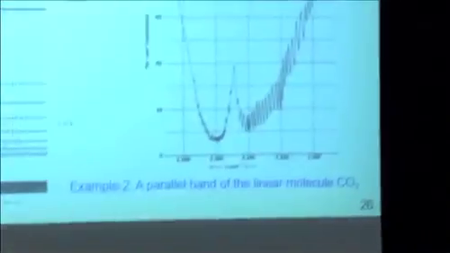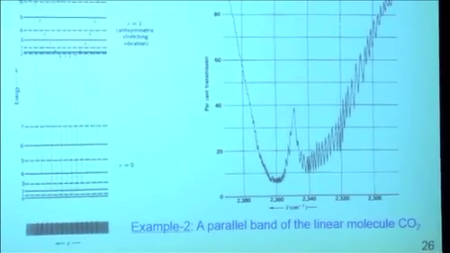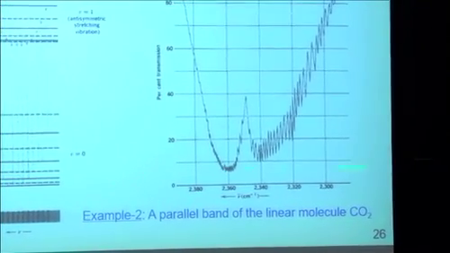Especially this branch here, which would be the R branch. Sometimes frequency goes to the left, which means wavelength goes to the right.